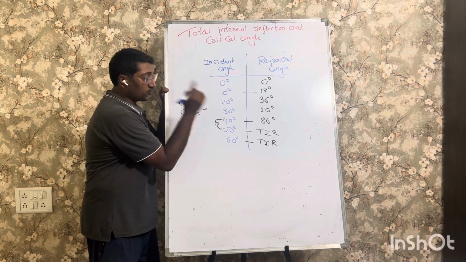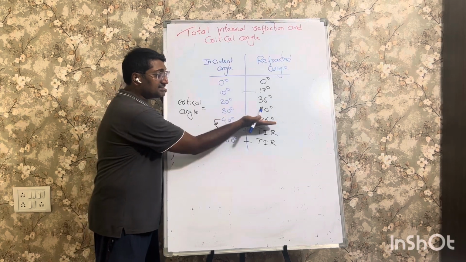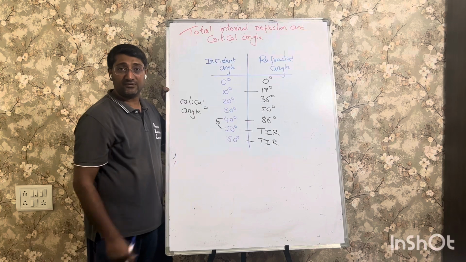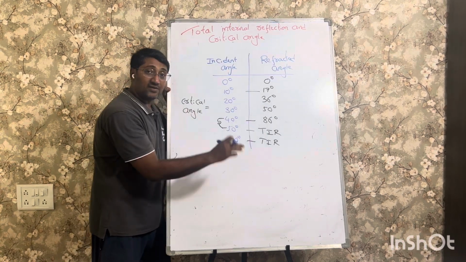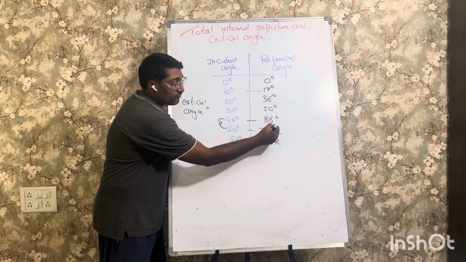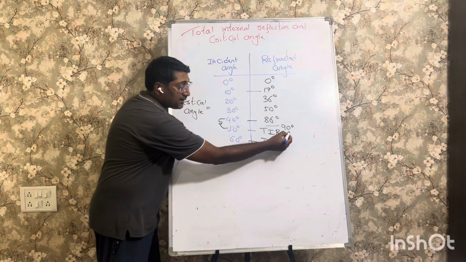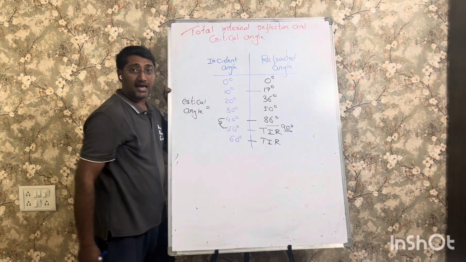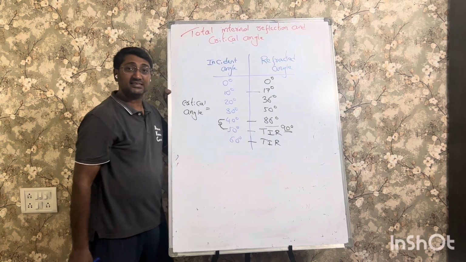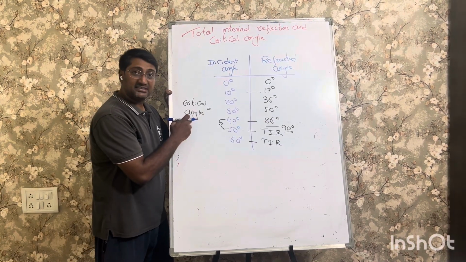So one more time, let me recap what I just said. Until 40 degrees, refraction was available. At 50 degrees, total internal reflection happened. That means refraction vanished. So somewhere from 86, we have 90 degrees of refraction. This particular place where refraction happened, that corresponding incident angle where you see 90 degrees is called critical angle. So we are going to use the experiment to find this critical angle.